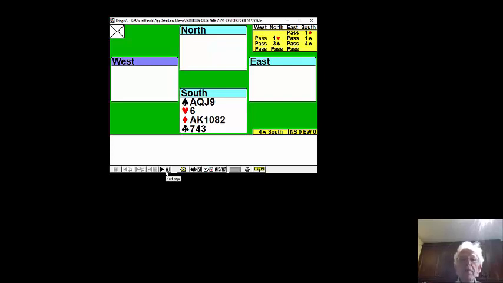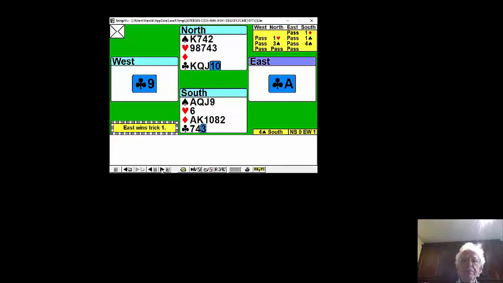On our hand this week, we are playing Match Point Pairs, where every overtrick is vital. We open a diamond, partner bids a heart, and when we bid a spade, partner jumps to three spades, showing 10 to 12 points and a fit, and we of course go four spades.